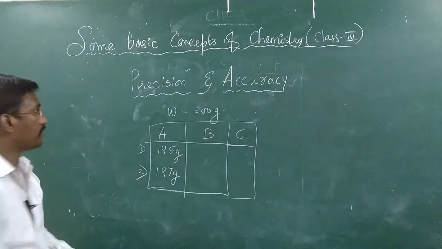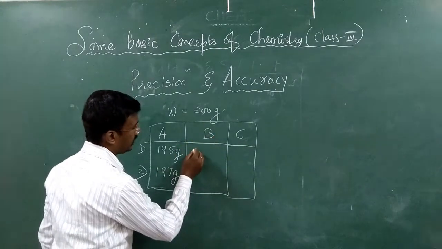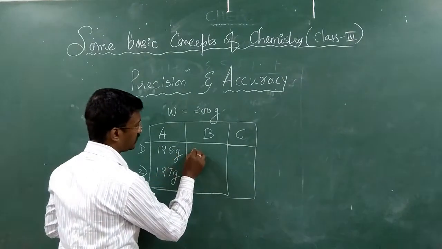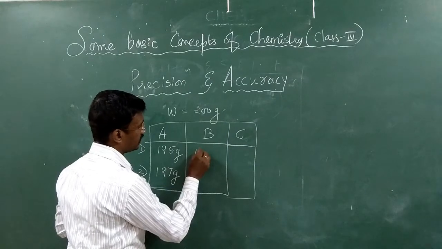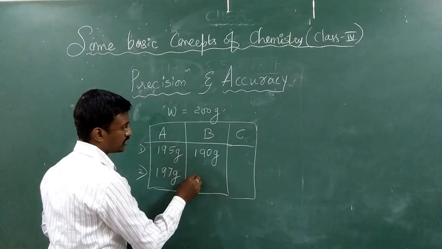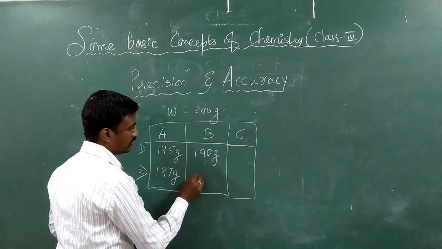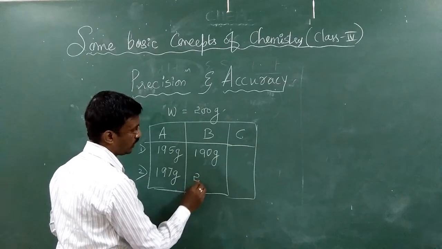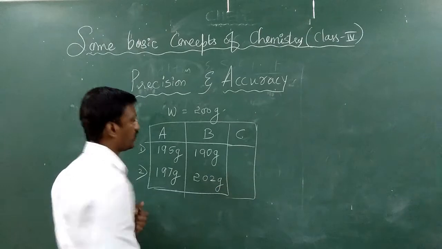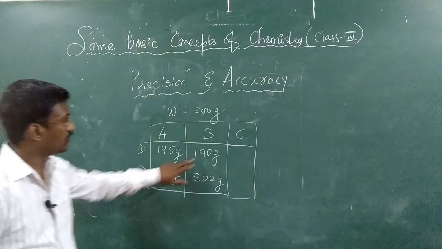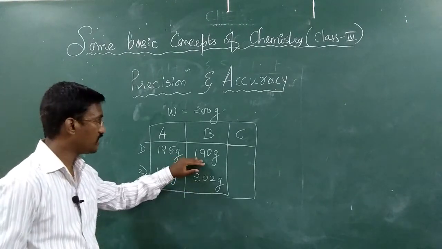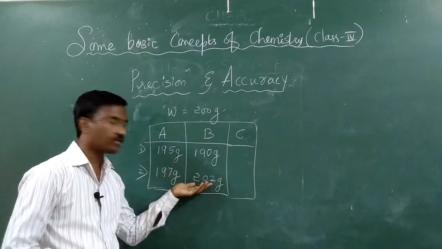Whereas person B is measuring the weight of the same watch again, and he is saying it is 190 gram one time, and another time he is saying it is 202 gram. Can you see it? Initially it is 190 gram. Next time he is saying 202 gram.